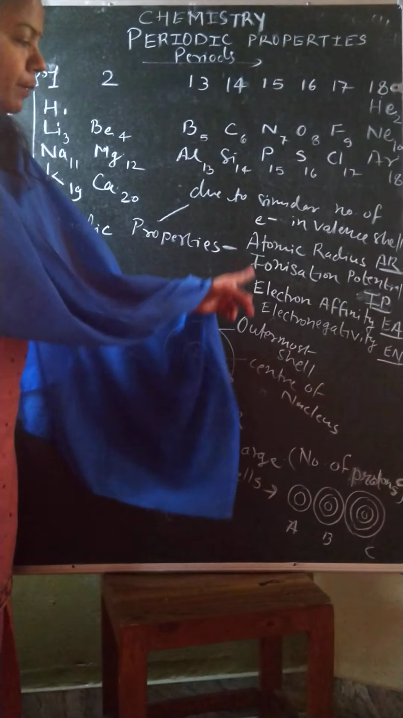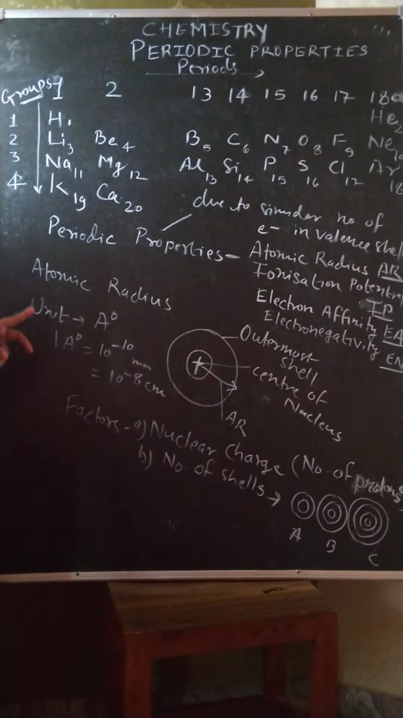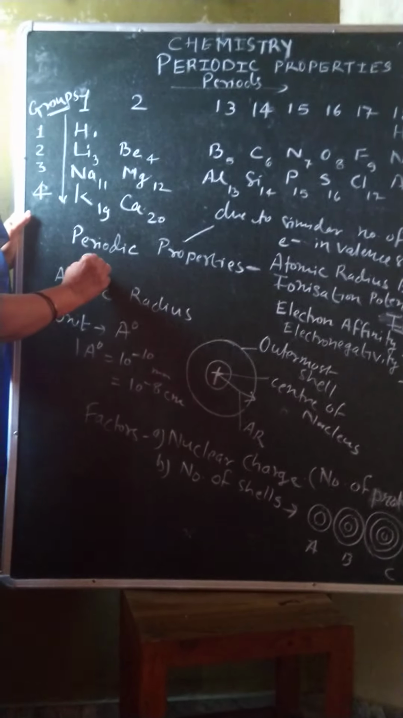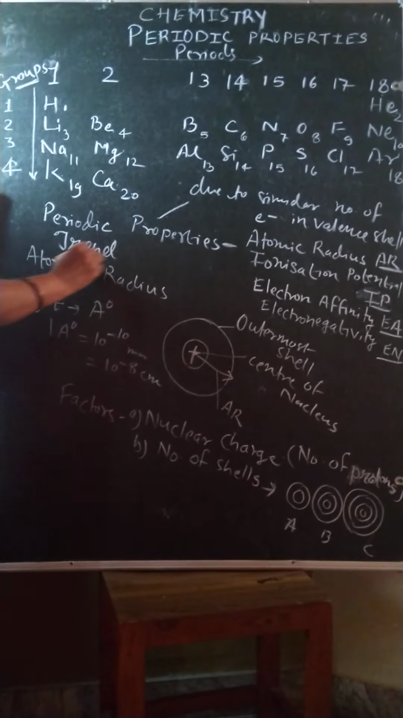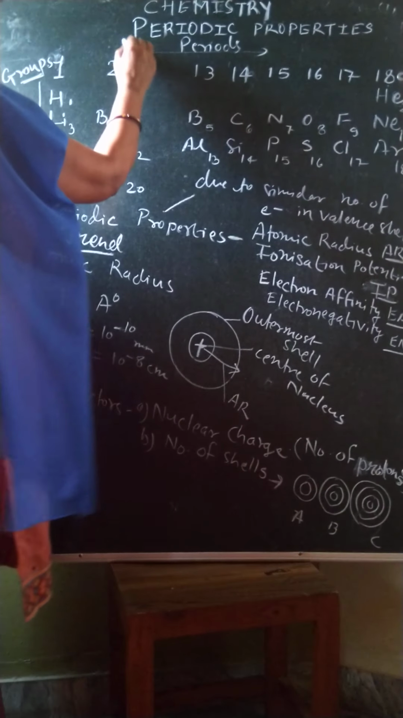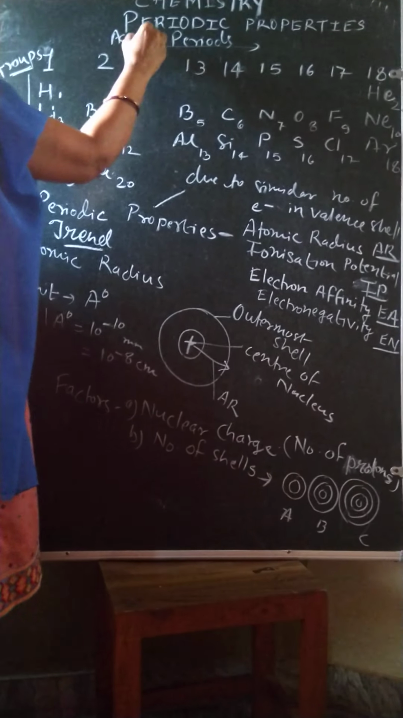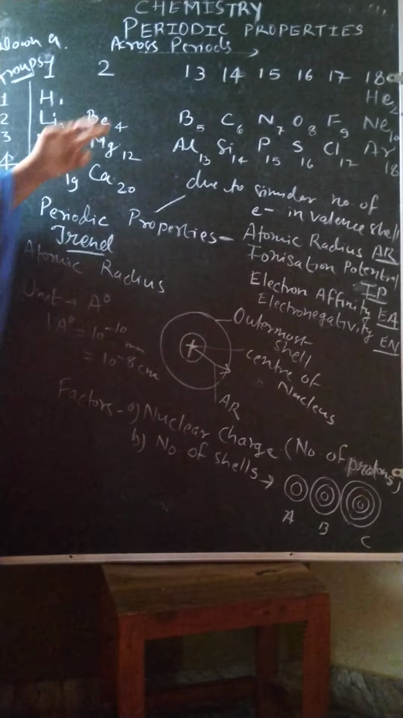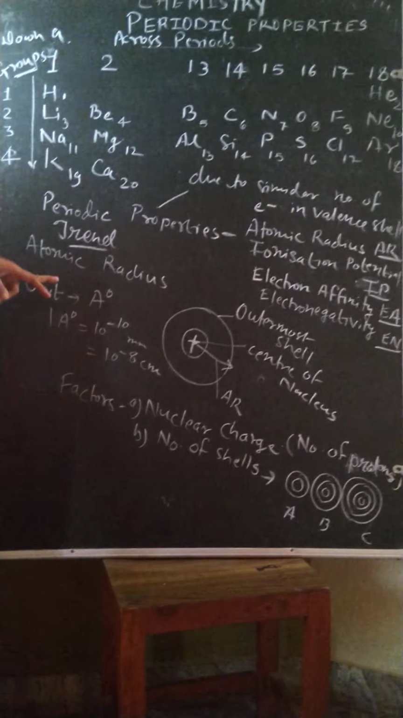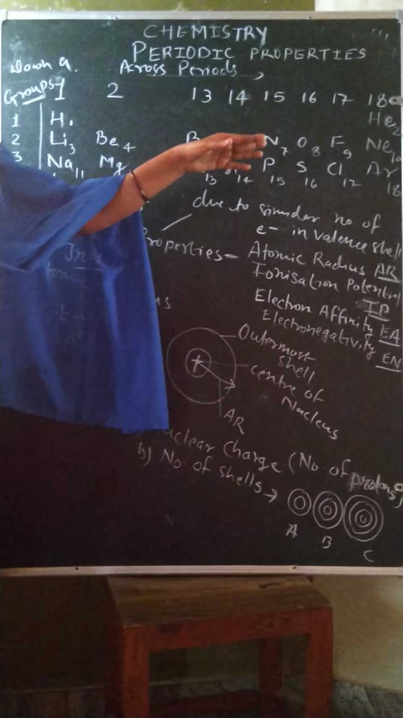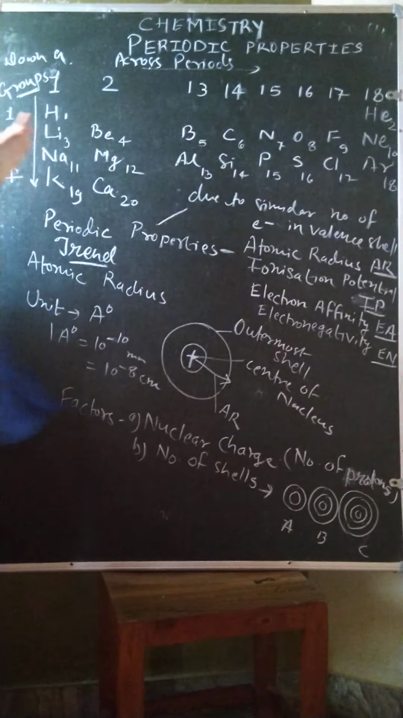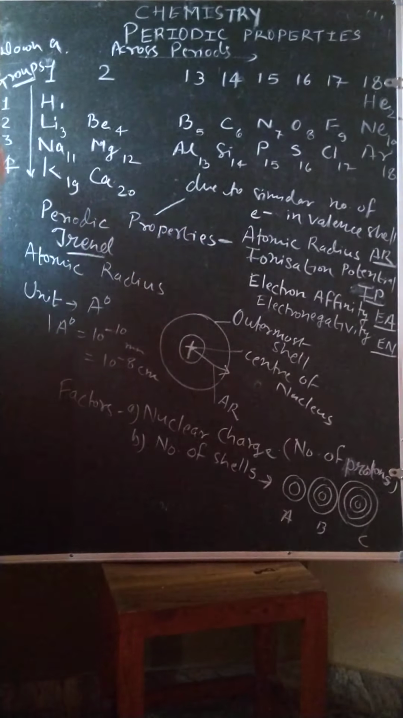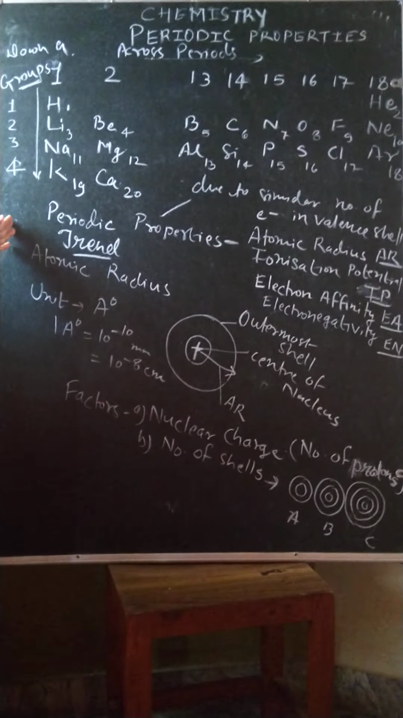Now, for each periodic property, we have to see the trend. The trend is across a period and down a group. So, we have to see how the atomic radius varies across a period or how the atomic radius varies going down a group. That is the trend.